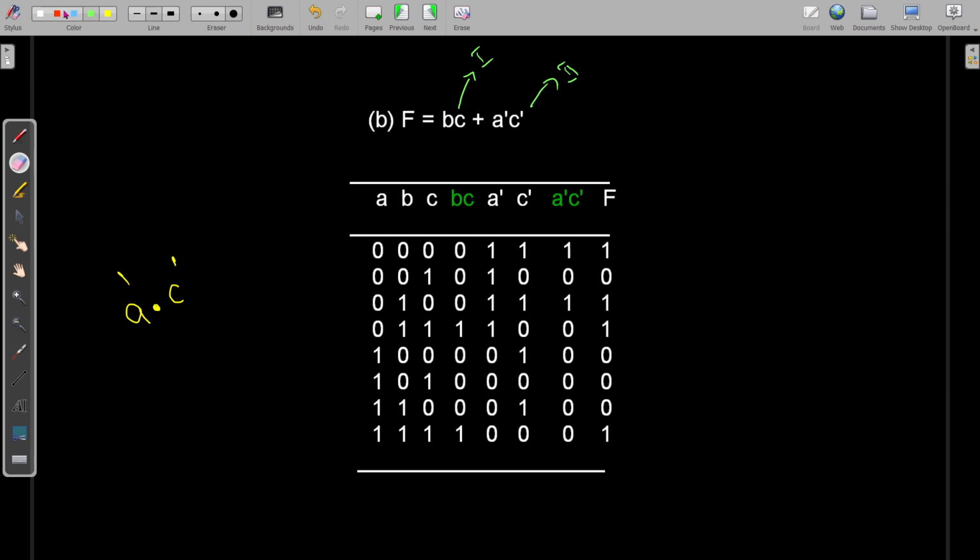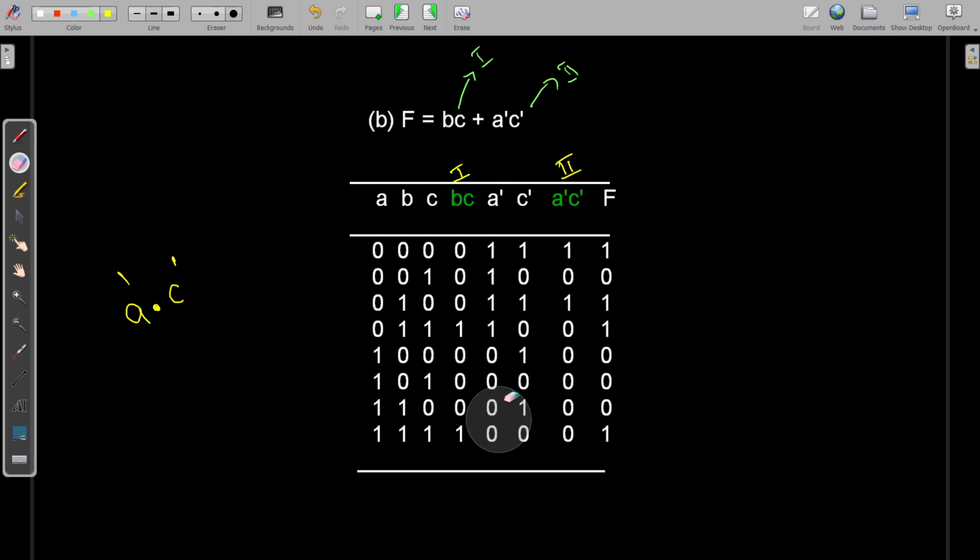Now we are going to form the second term. So this is our second term, A dash C dash. That is nothing but ANDing of this A dash and C dash. So we perform this AND operation between A complement and C complement. So it is 1 dot 1, that is 1. 1 dot 0 it is 0. 1 dot 1 it is 1. 1 dot 0 it is 0. 0 dot 1 it is 0. 0 dot 0 it is 0. 0 dot 1 it is 0. 0 dot 0 it is 0. So we formed the A dash C dash column also.